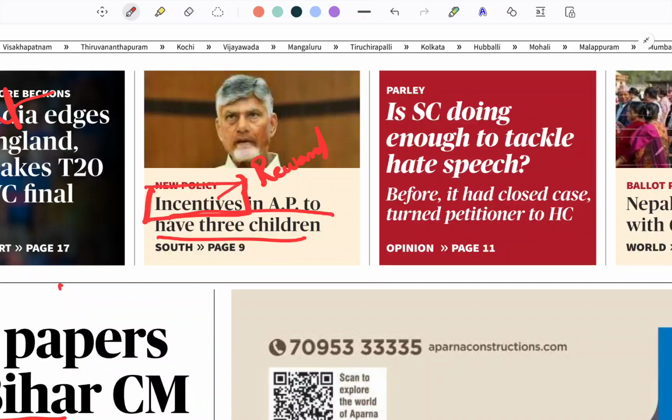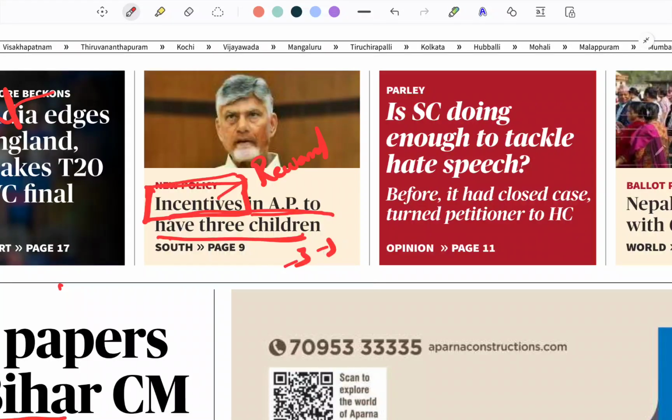Winning something and getting rewards, that is different. You are not doing something which is discomfort to you. You are being in a competition or you are achieving something. Whereas we use the word incentives when we do something which is very uncomfortable, but for the greater good of society. Then someone has to compensate for thinking of the greater good, for larger numbers of people. In such situations we call it incentives. So, incentives in AP to have 3 children.